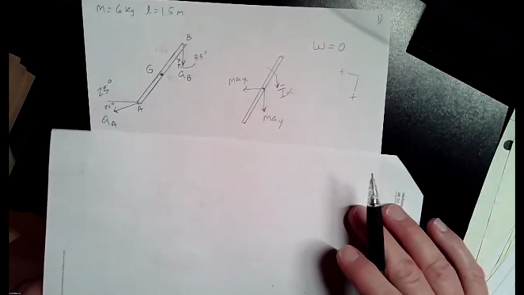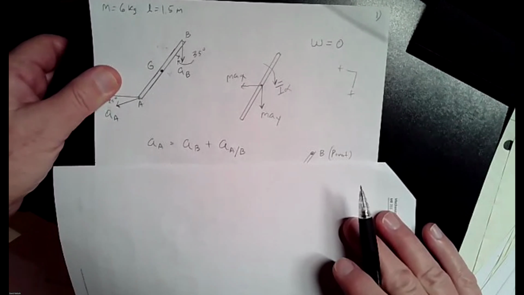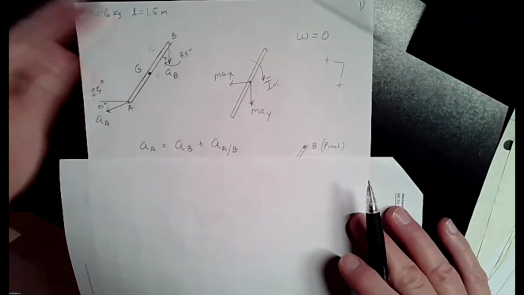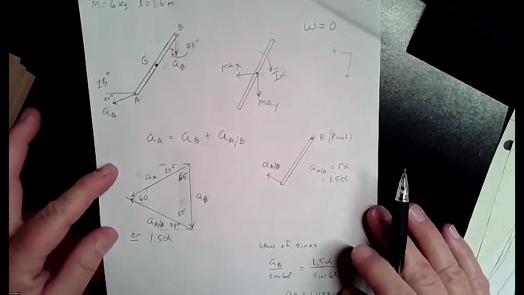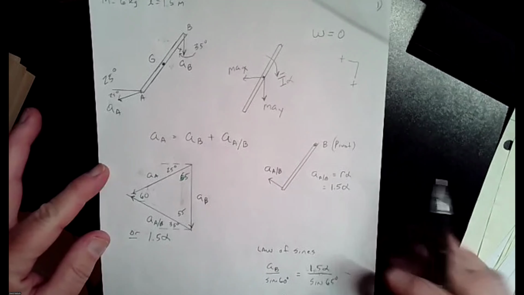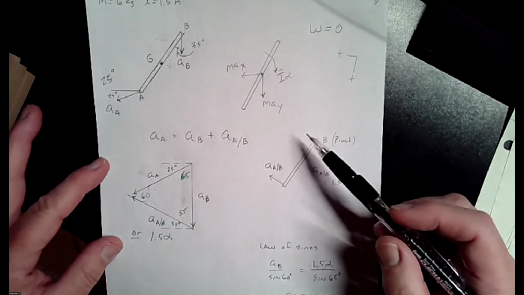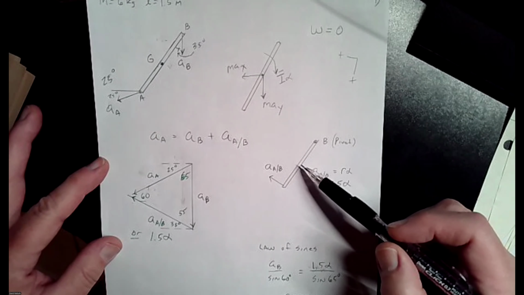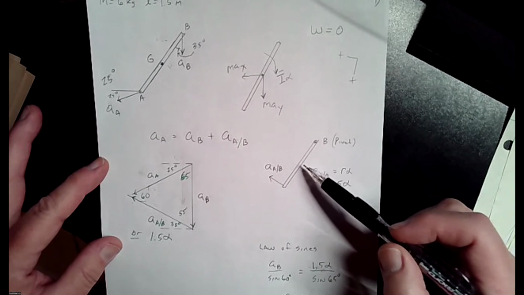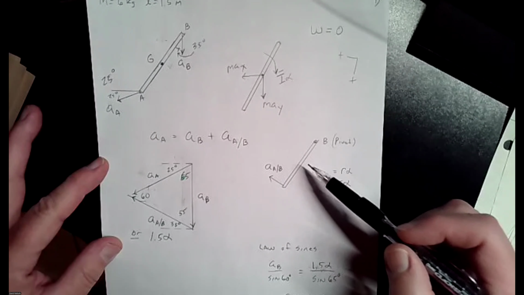So first, let's think about this. Acceleration of A equals acceleration of B plus the acceleration of A relative to B. Now, why are we going to do that? We want to establish the acceleration of the different parts so that we can ultimately find the acceleration of the center of gravity, because that's what we want in order to calculate alpha.